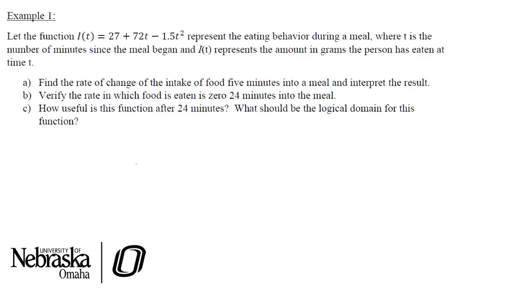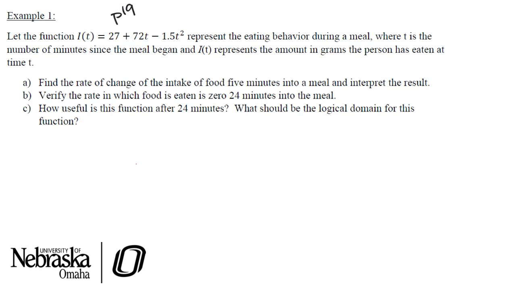Okay, so let's look at an example. We are now on page 19 of your course notes, if I didn't mention that before. The function I of t equals 27 plus 72t minus 1.5t squared represents the eating behavior during a meal, where t is the number of minutes since the meal began, and I of t represents the amount in grams the person has eaten at time t. Find the rate of change of the intake of food 5 minutes into a meal and interpret the result.